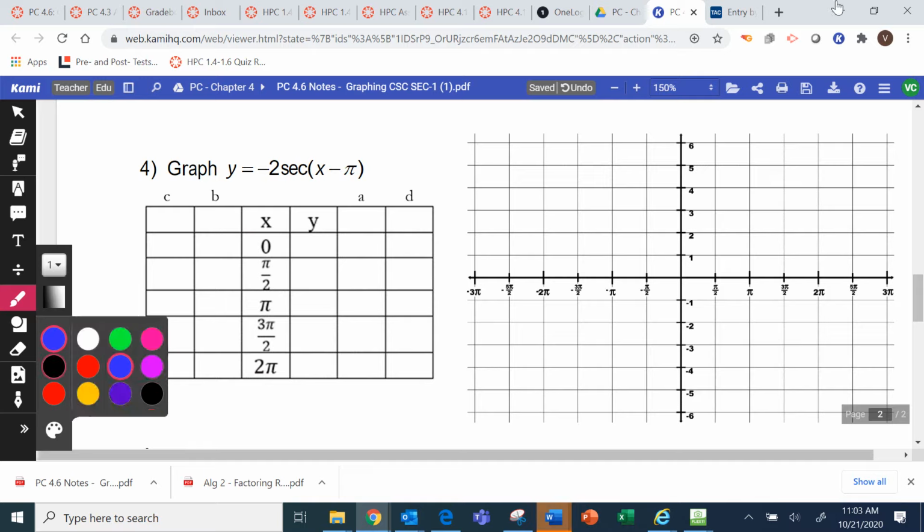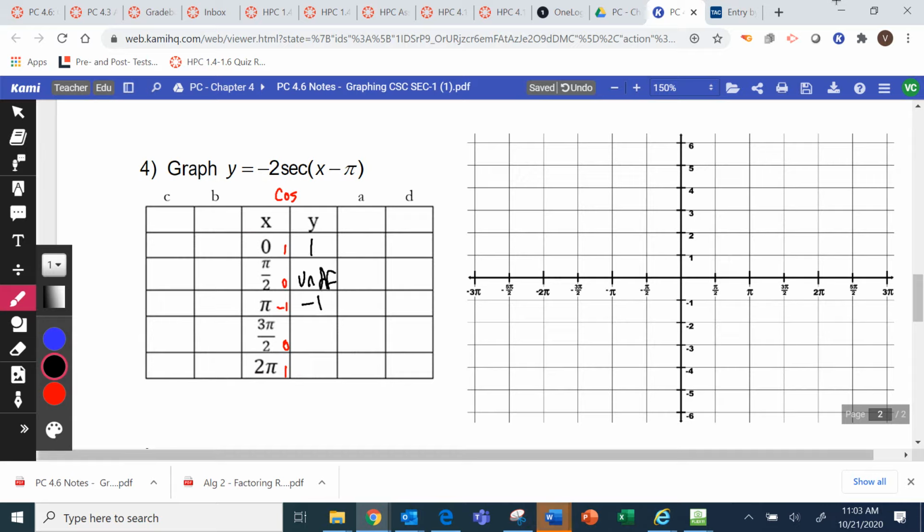This one starts with secant. Secant is cosine. So I'm going to write down my cosine values first because I personally make mistakes if I don't write them down. 1, 0, negative 1, 0, 1. Then I will flip each of those numbers. 1, undefined, negative 1, undefined, 1.